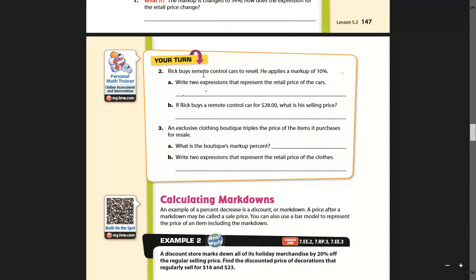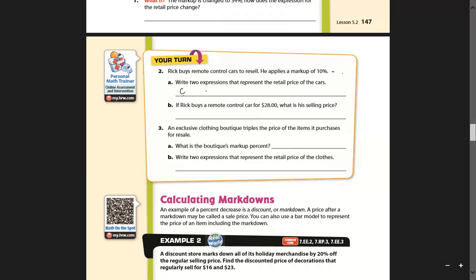Okay, Rick buys remote control cars to resell. He applies a markup of 10%. This time you don't know the price of the remote car, which means we can represent it using a variable or letter. When you say variable, it is the letter that represents the unknown. So let me use letter C to represent the cost of the remote control cars.